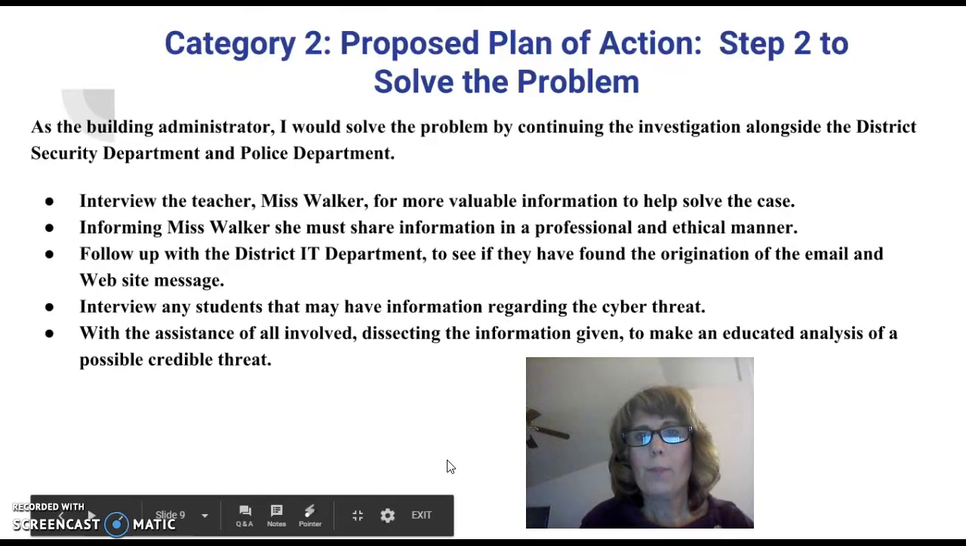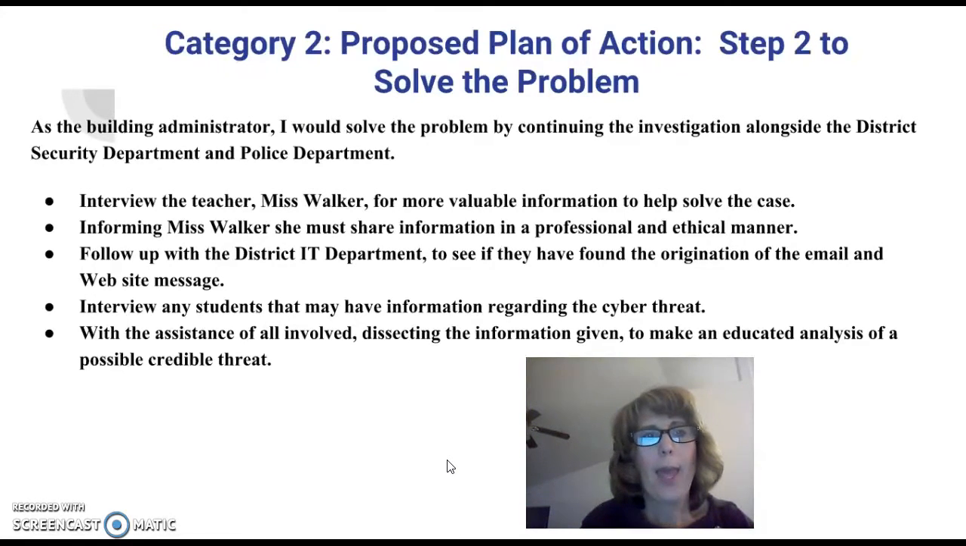Category 2, Proposed Plan of Action, Step 2 to solve the problem. As the building administrator, I would solve the problem by continuing the investigation alongside the district security department and police department. Interview the teacher, Miss Walker, for more valuable information to help solve the case. Informing Miss Walker she must share information in a professional and ethical manner. Follow up with the district IT department to see if they have found the origination of the email and website message. Interview any students that may have information regarding the cyber threat. And with the assistance of all involved, dissecting the information given to make an educated analysis of a possible credible threat.